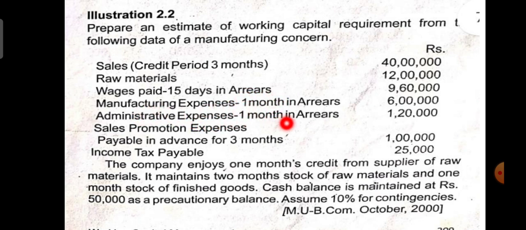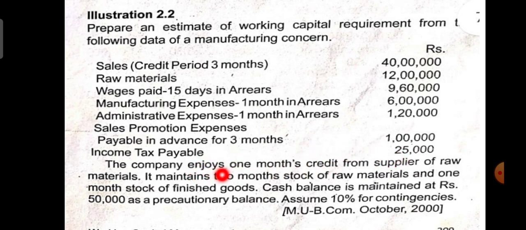Manufacturing expenses 1 month in arrears, so outstanding expense 6 lakh into 1 by 12. Administration outstanding 1,20,000 into 1 by 12. Sales promotion expense payable in advance, it is a current asset, so 1 lakh into 3 by 12. Income tax payable comes under current liability, so 25,000 full amount.